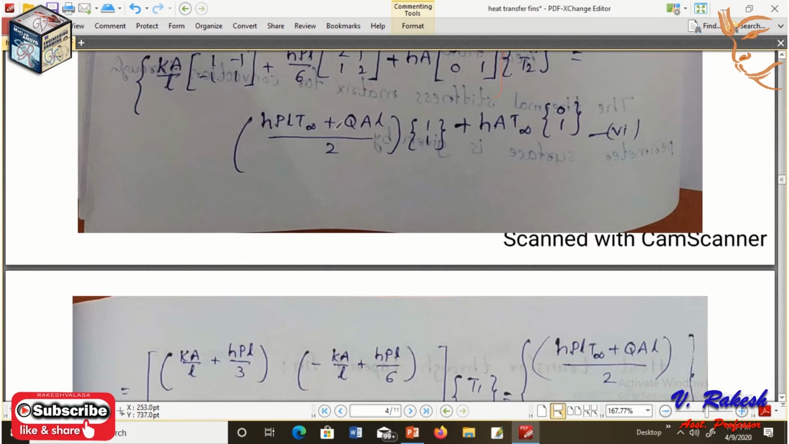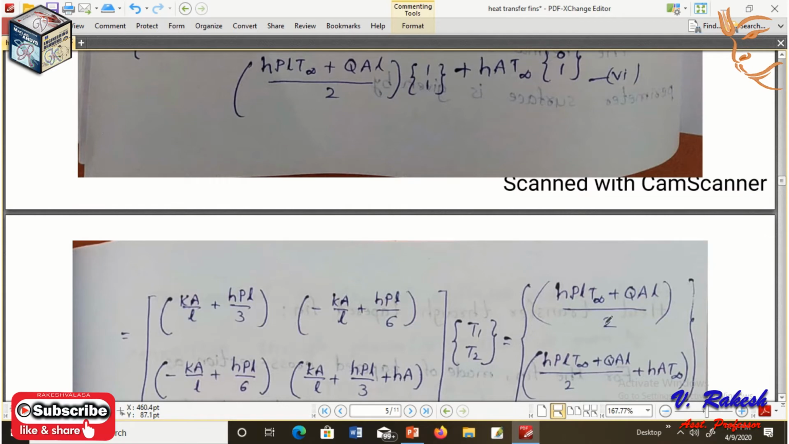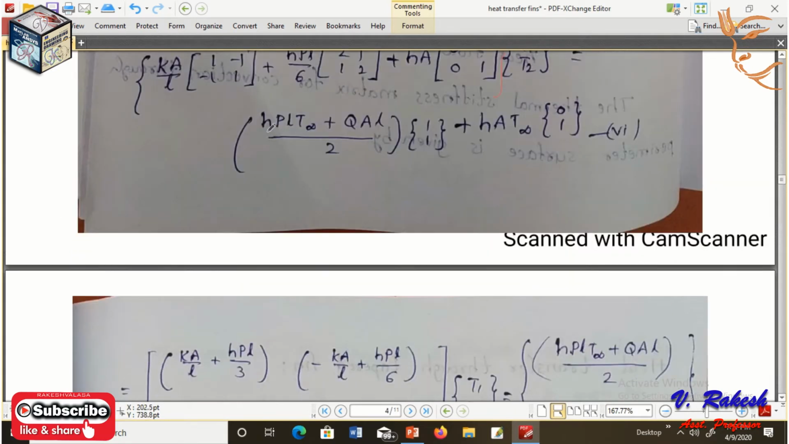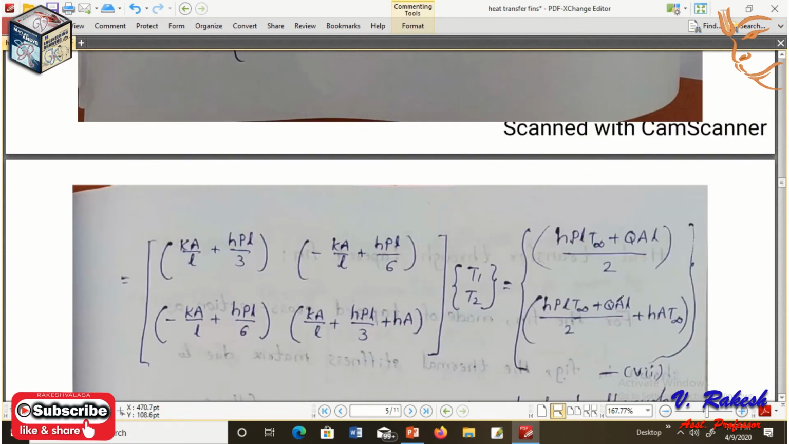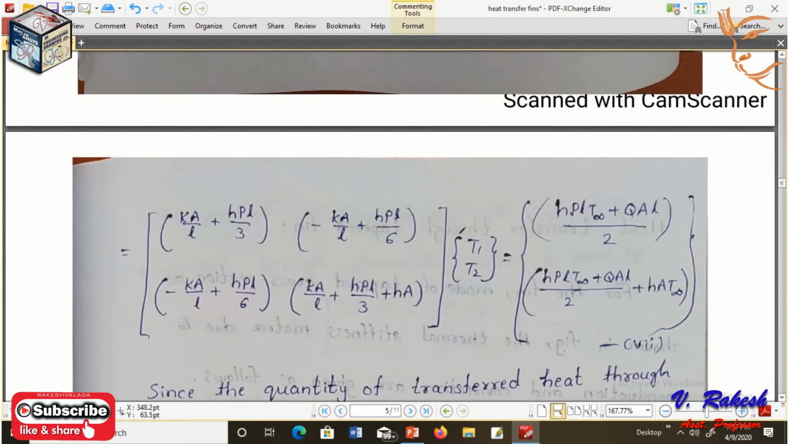Similar to right side, HPL T infinity plus QAL by 2 into 1 plus HA T infinity into 0. Second term, HPL T infinity plus QAL by 2 into 1 plus HA T infinity. This is equation number 7.